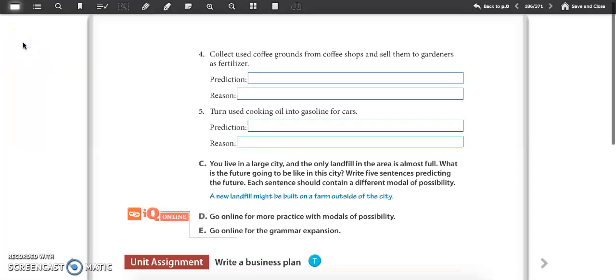And finally, on page 186, look at Activity C. It says, you live in a large city and the only landfill in the area is almost full. So what is the future going to be like in the city? It's asking you to write 5 sentences predicting the future. Each sentence should contain a different modal of possibility. Pause the video and complete this exercise.